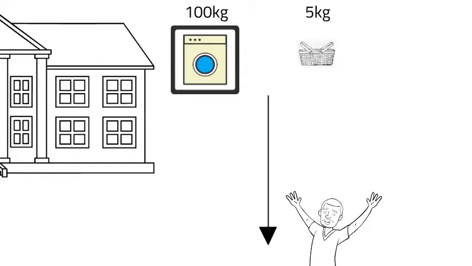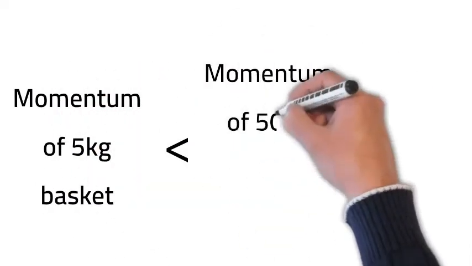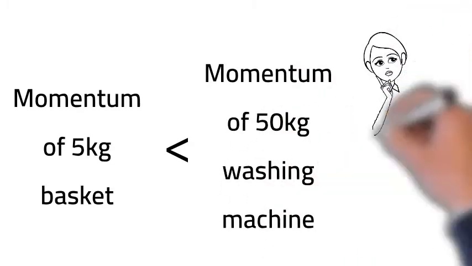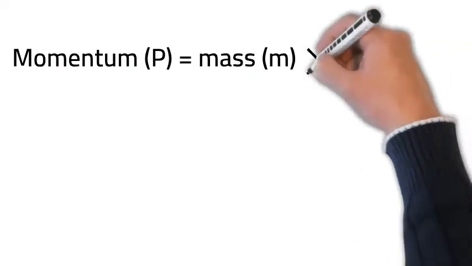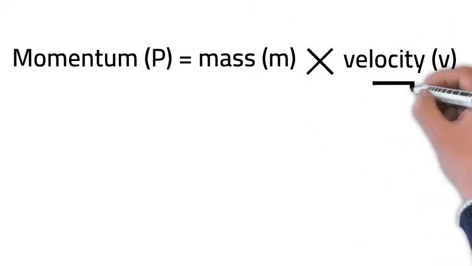Is it because the mass of the basket is lower than that of the washing machine? In physics, the answer for the question is no. It is because the momentum of the 5 kg basket is lesser than that of the washing machine. We know that momentum P is equal to mass m multiplied by velocity v.